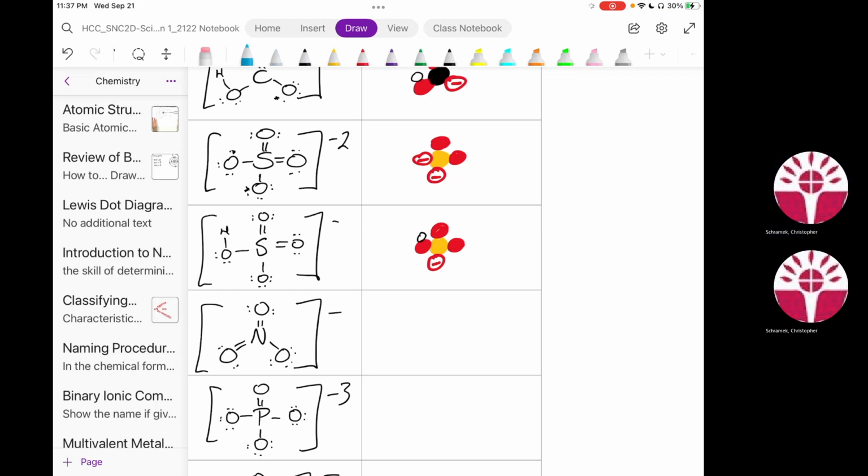Nitrate, here we go. Nitrogen in the middle, three oxygens around it.